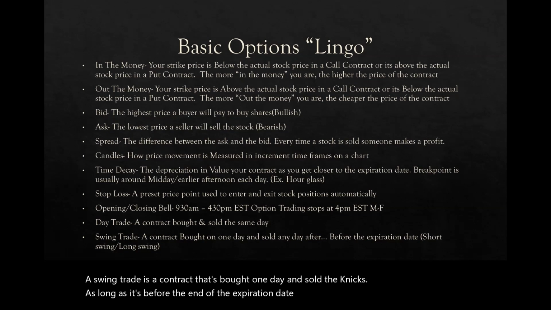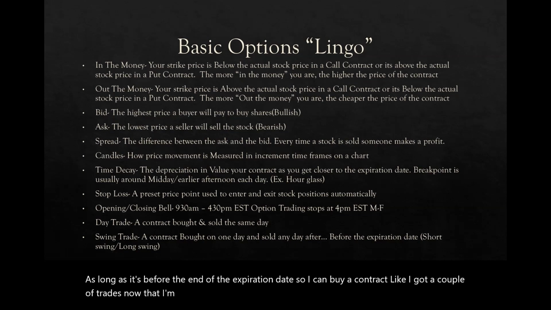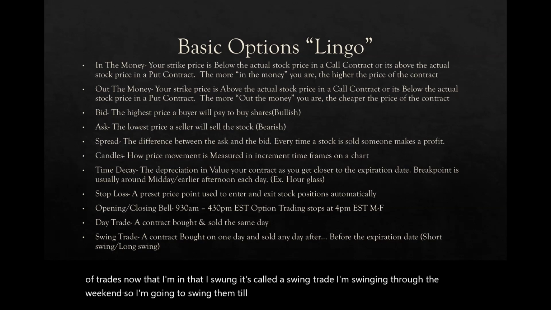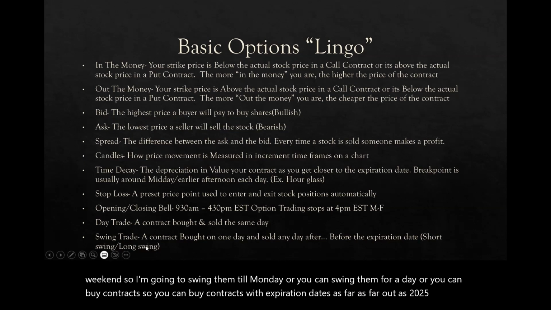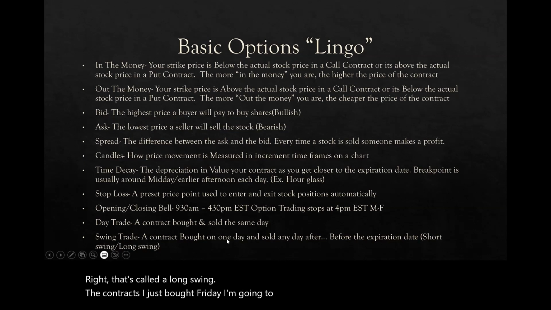So I can buy a contract, like I got a couple of trades now that I'm in, that I swung. It's called a swing trade. I'm swinging through the weekend. So I'm gonna swing them to Monday, or you can swing them for a day, or you can buy contracts with expiration dates as far out as 2025. That's called a long swing, right? The contracts I just bought Friday are going to swing to Monday. That's called a short swing, right?